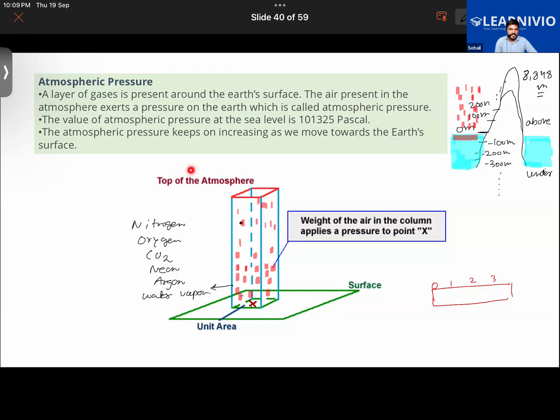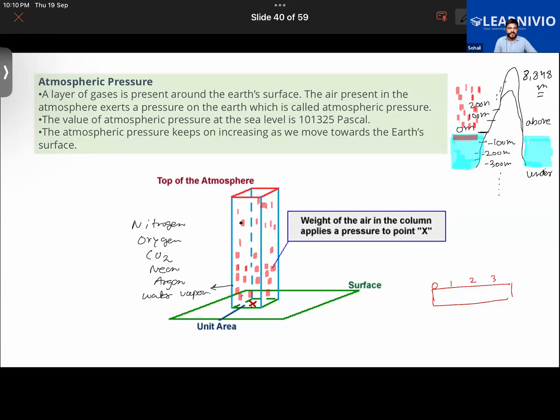Furthermore, the atmospheric pressure keeps on increasing as you move towards the Earth's surface. As you come down from Mount Everest towards the Earth's surface, the atmospheric pressure will keep on increasing. So, where on Earth is atmospheric pressure least? On the highest point of the Earth, like at the top of Mount Everest. The air pressure will be minimum there. That is one thing.